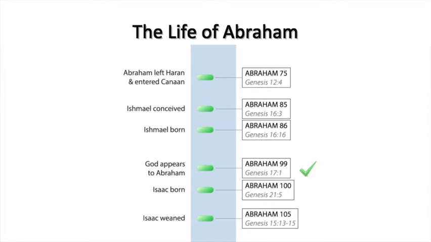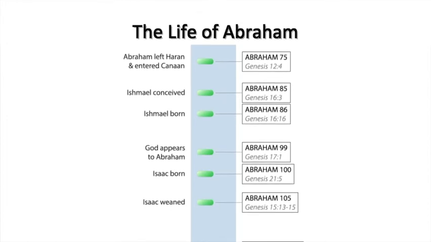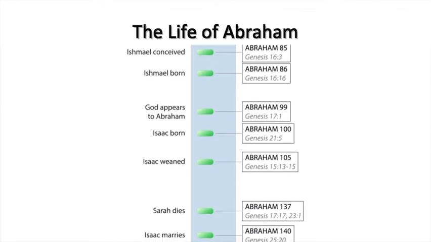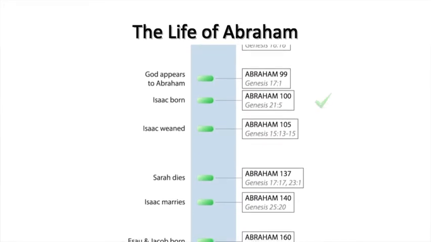At age 99, God appears to Abram as El Shaddai and renamed him Abraham. That's Genesis 17:1. He instituted circumcision, and in that year also Sodom and Gomorrah was destroyed. Then, when he was 100, Isaac was born. We read about that in Genesis 17 and Genesis 21, verse 5.